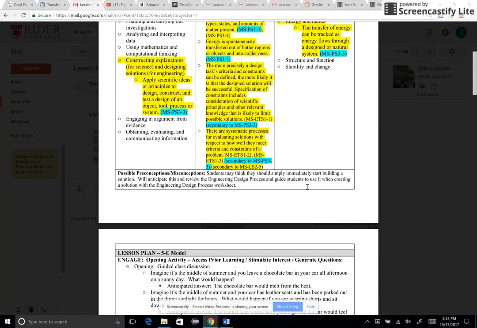So some of the preconceptions or misconceptions that we'll be trying to manage with the students is that some of them might think that they should simply start creating the doghouse. But part of this lesson, a major part, is teaching students the engineering design process and having them go through that process consciously when creating their solution for the problem that they're going to be posed with. And we're going to have the students do that by giving them the engineering design process worksheet and reviewing it with them.